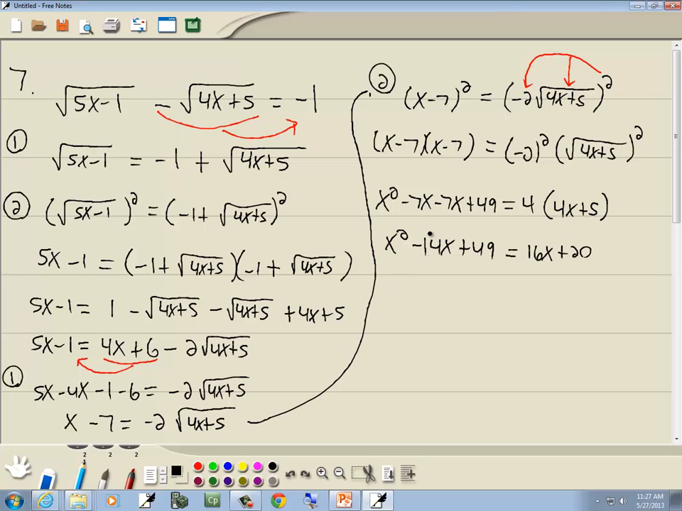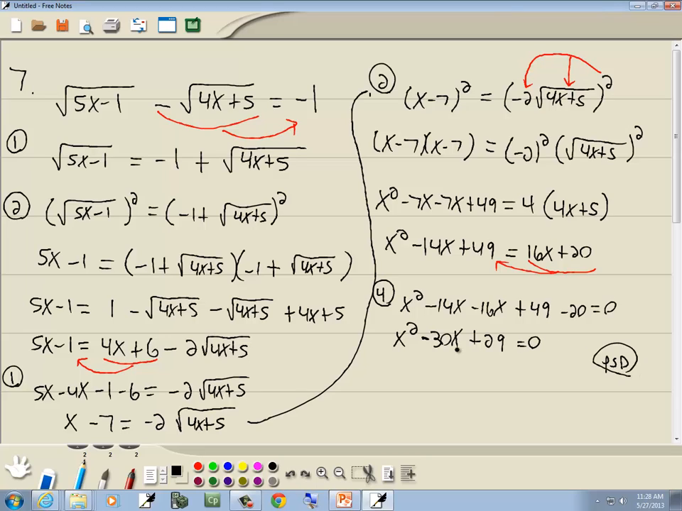Now we're at step 3. It says if you have more radicals, go back to step number 1. Well, we don't have any more radicals. So step 4, solve for x. We have a quadratic, x squared, so we want to get everything over to one side, 0 on the other. So I'll take 16x plus 20 over. And I get x squared minus 14x minus 16x plus 49 minus 20 equals 0. Combine together like terms. Negative 14x, negative 16x is negative 30x. 49 minus 20 is 29.